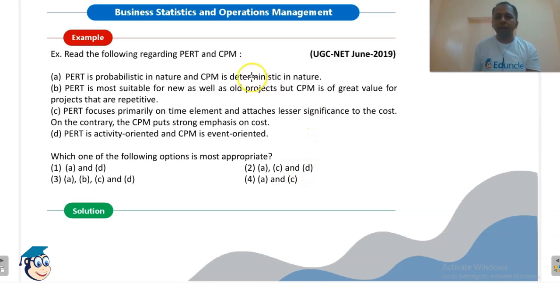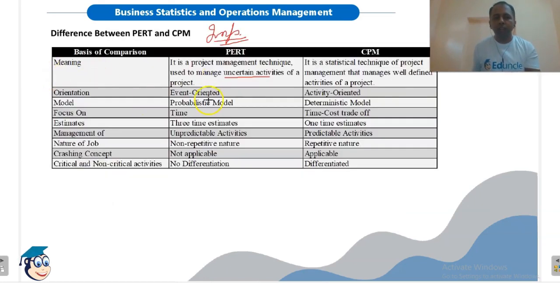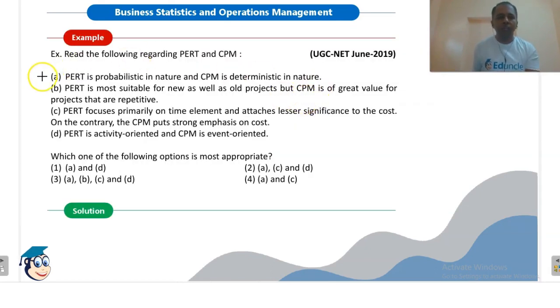Okay, now we will see some examples. So this is a question from the June 19 examination. PERT is probabilistic in nature and CPM is deterministic in nature. I have just told you, PERT is probabilistic while CPM is deterministic. So statement 1 is correct. Second, PERT is most suitable for new as well as old projects, but CPM is of great value for projects that are repetitive. This is wrong. PERT is used in case of non-repetitive projects, while CPM is used in case of repetitive projects.